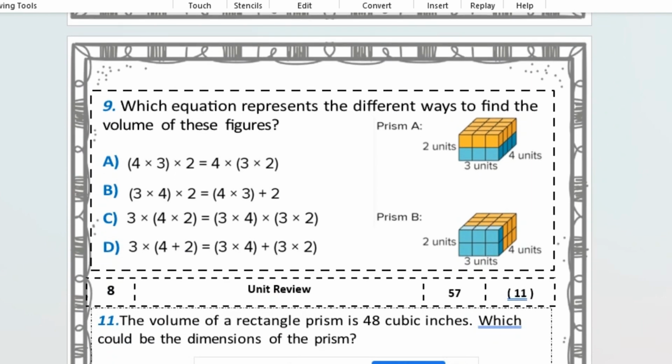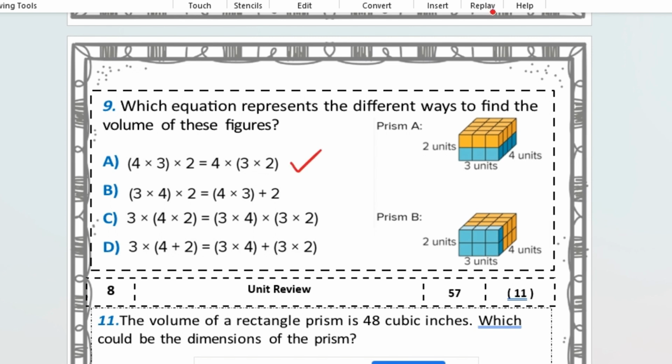Now which equation represents the different ways to find the volume of this figure? We have prism A and prism B. The way is 2 times 3 times 4. Or 4 times 3 times 2 is equal to 4 times 3 times 2. This first one is correct.